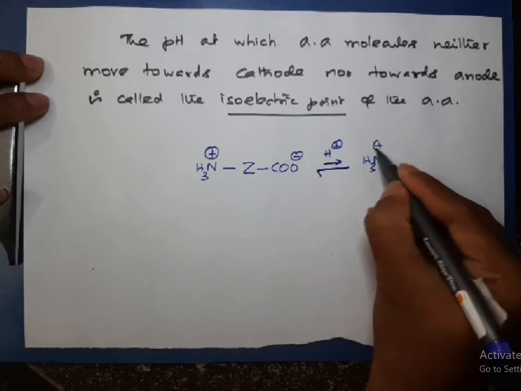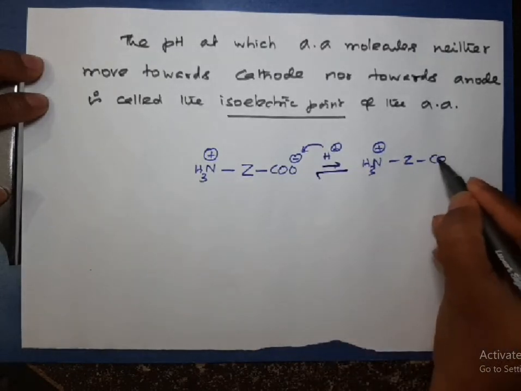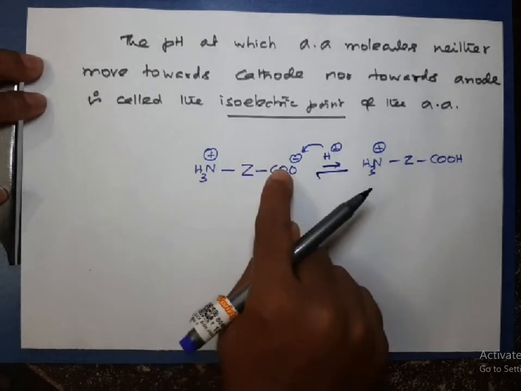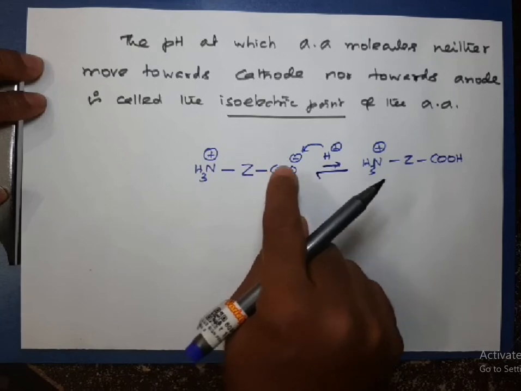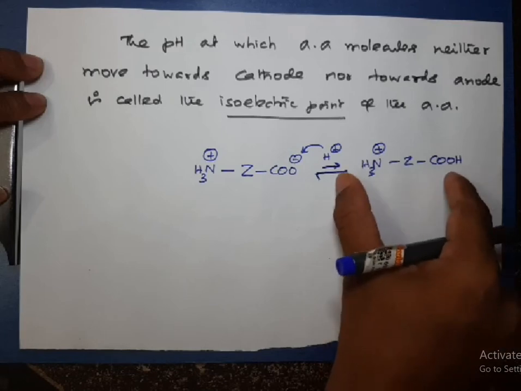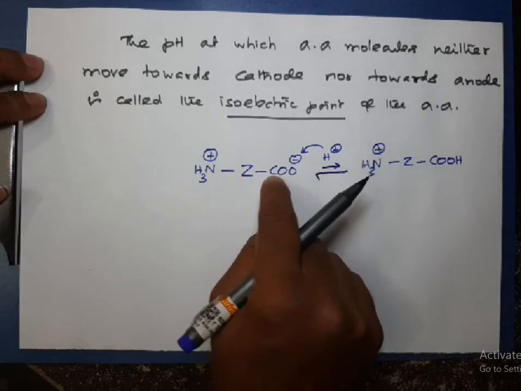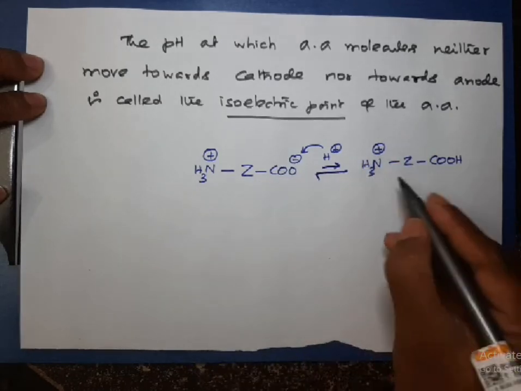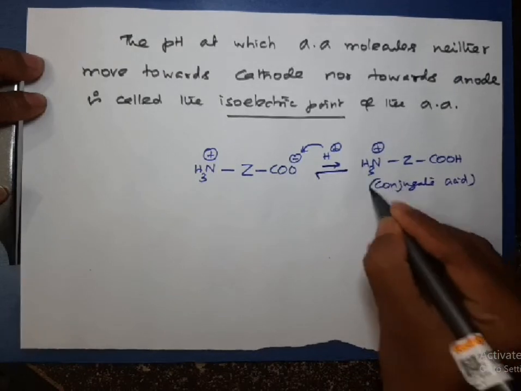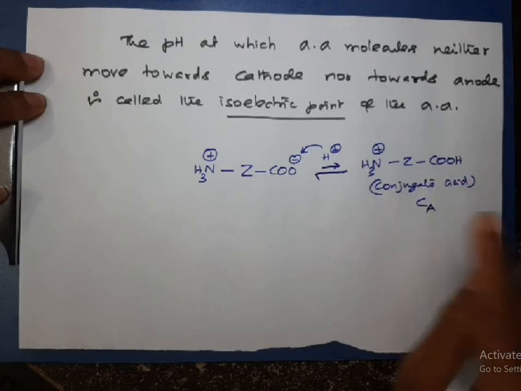What will happen? The NH3 plus remains as such, and COO minus takes this H plus and becomes COOH. I have told you, students, observe carefully. To any molecule, if you add H plus and the molecule takes that H plus and becomes an ion, we call this species the conjugate acid. So let me write this ion simply as Ca, conjugate acid.